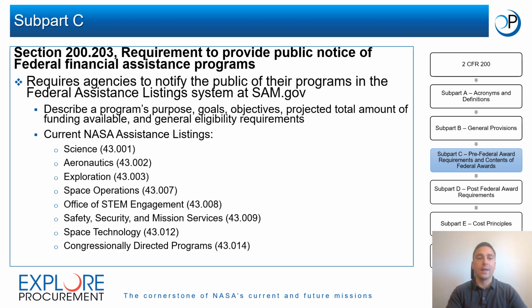NASA currently has 8 active assistance listings in sam.gov as listed on the screen. Those 8 assistance listings are Science, Aeronautics, Exploration, Space Operations, Office of STEM Engagement, Safety, Security, and Mission Services, Space Technology, and congressionally directed programs.